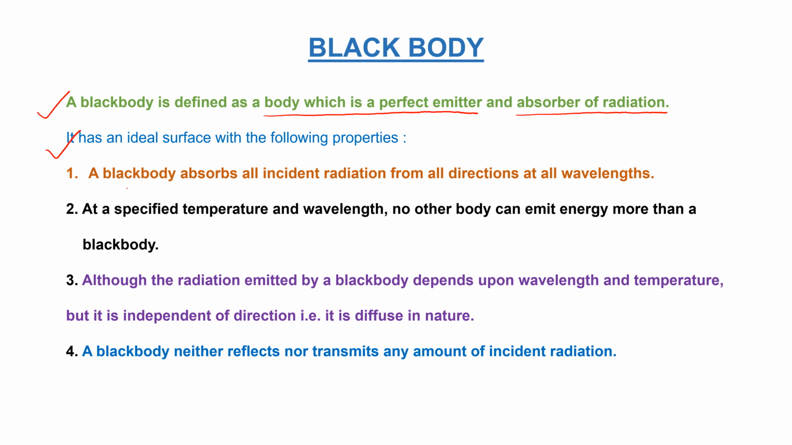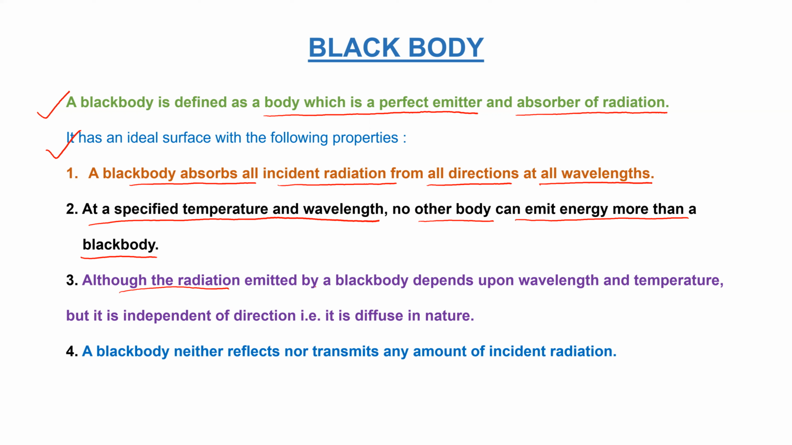Number one, a black body absorbs all incident radiation from all directions at all wavelengths. So whatever the direction, whatever the wavelength from which the radiations are coming, it's going to absorb all of those. At a specified temperature and wavelength, no other body can emit more energy than a black body. So that means the black body is going to emit the maximum amount of energy.